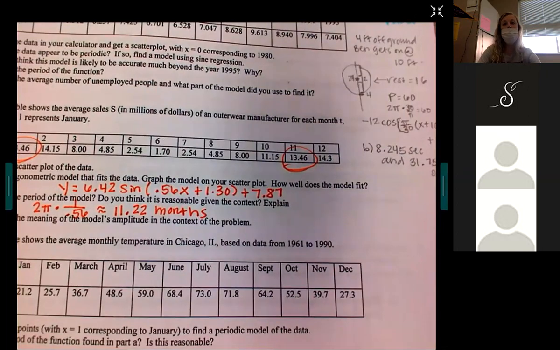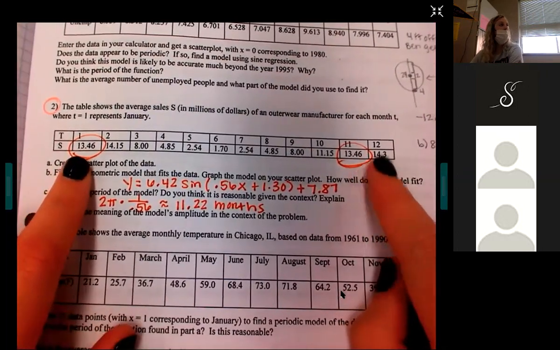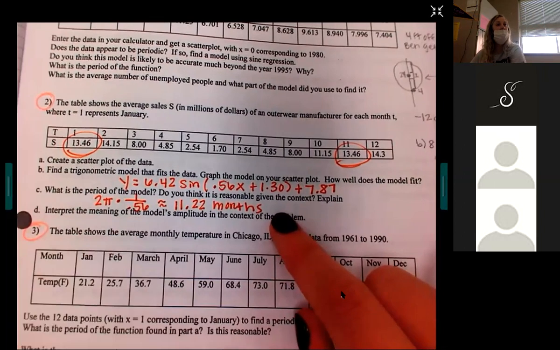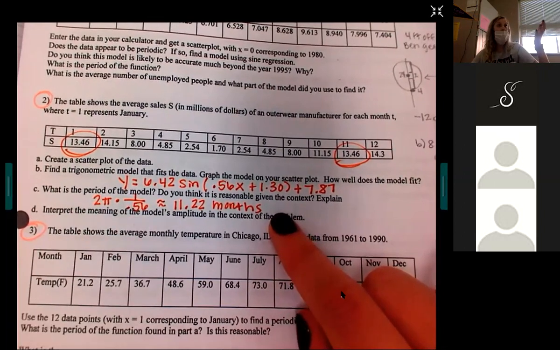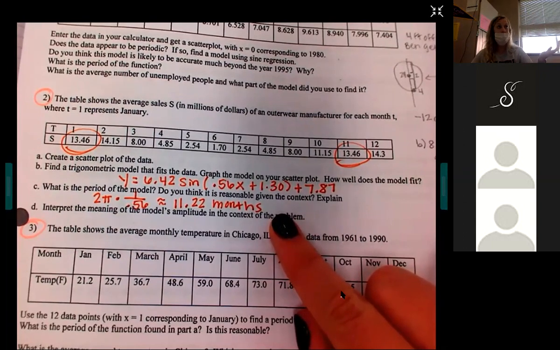Good, KJ. Look at your table. January is the same as November. How many months apart are January and November? 11. So what this is saying is the jacket sales or the outerwear sales will go up, down, and back up every about 11 months. That makes sense because 11 months is close to a year. It should take about a year for it to cycle through, right?